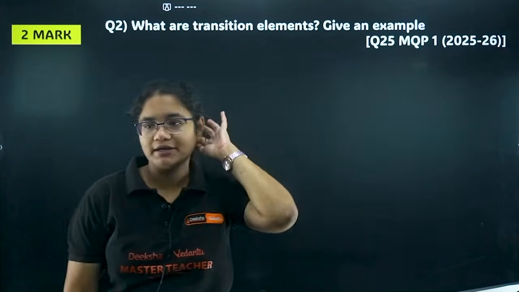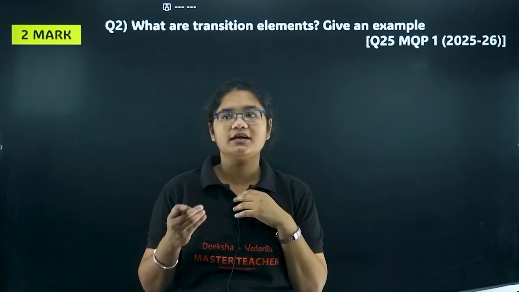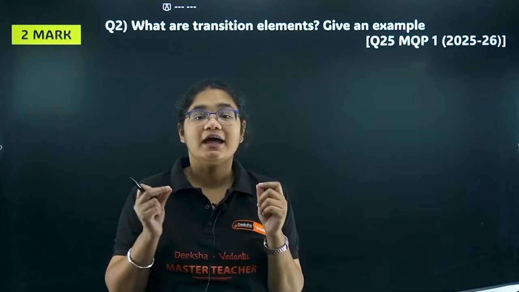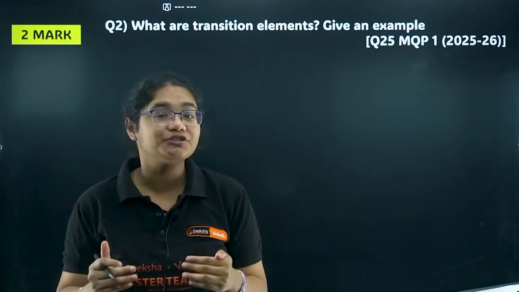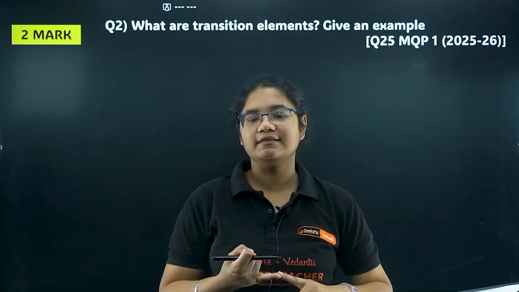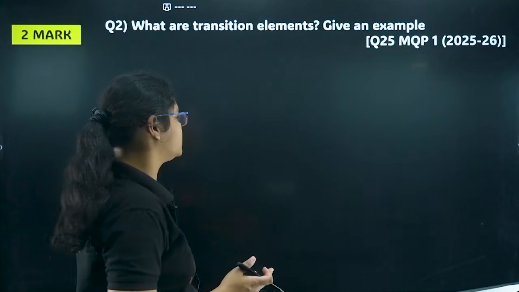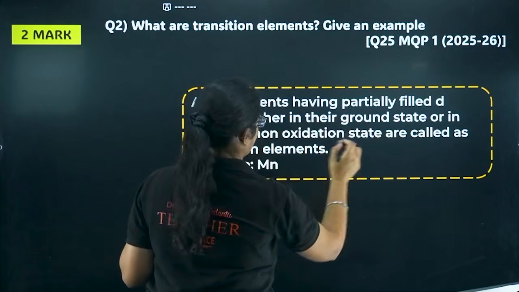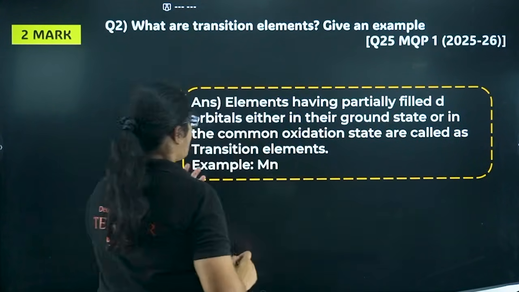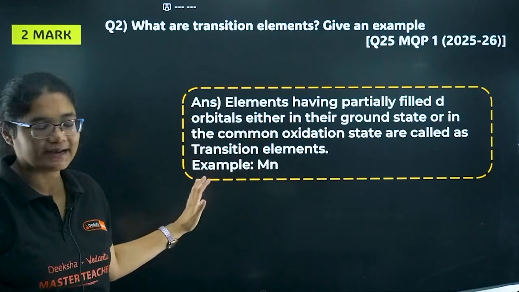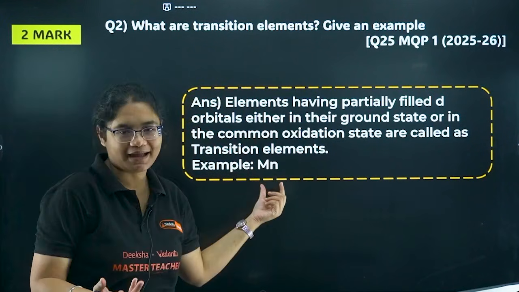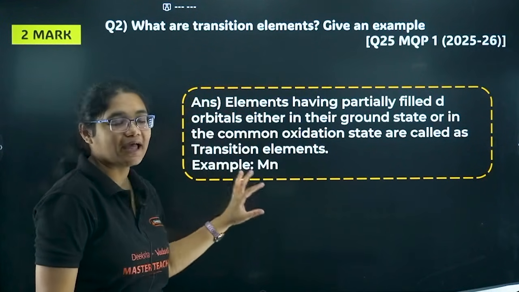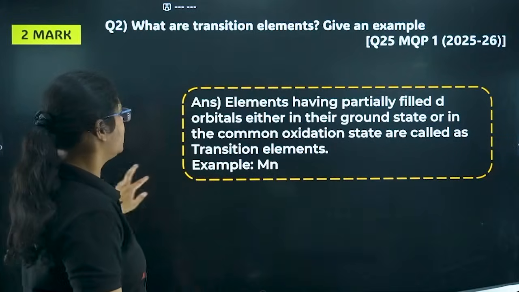Now what are transition elements? Transition elements are those elements which have partially filled d orbitals either in their ground state or in the common oxidation state. You can write any one example, manganese. The definition carries 1 mark and the example carries 1 mark, so total 2 marks.